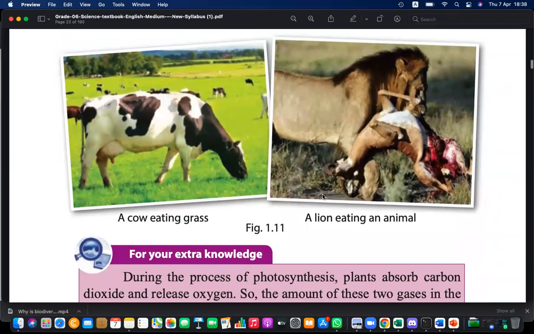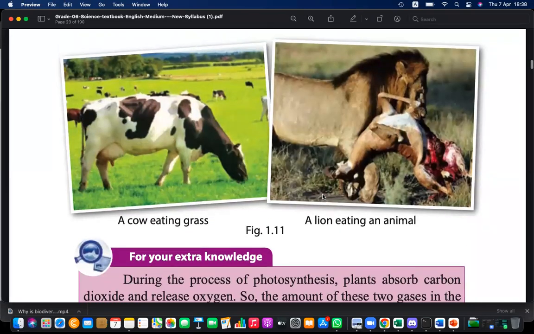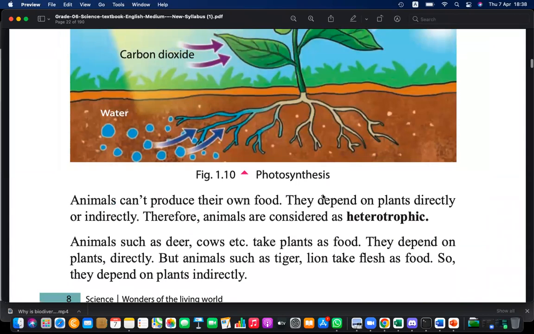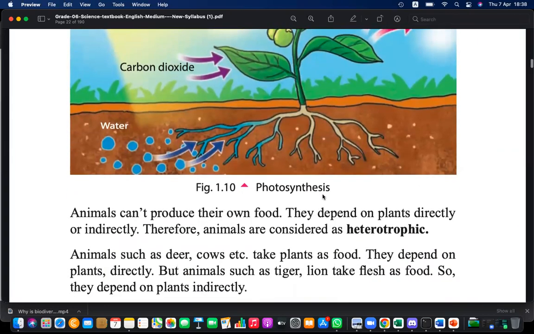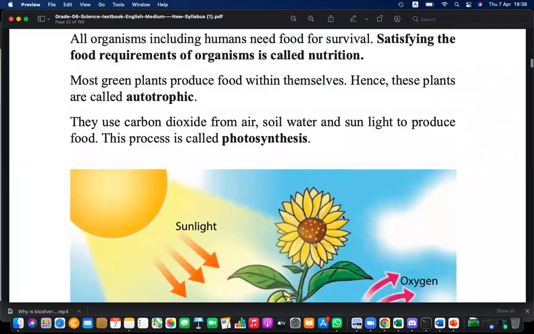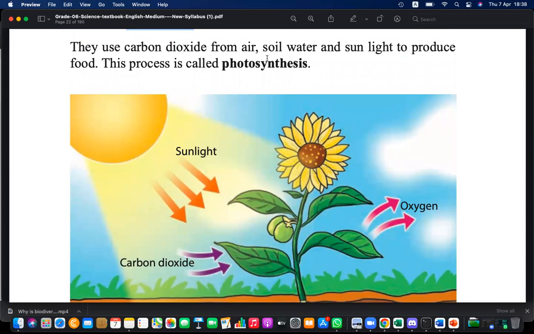Okay, then we learn that there are different ways that animals produce food. Some animals produce their own food. We call that autotrophic. Autotrophic means these animals can produce food within themselves. The example for an autotrophic organism is the plant. Plants are autotrophic, so they use photosynthesis.